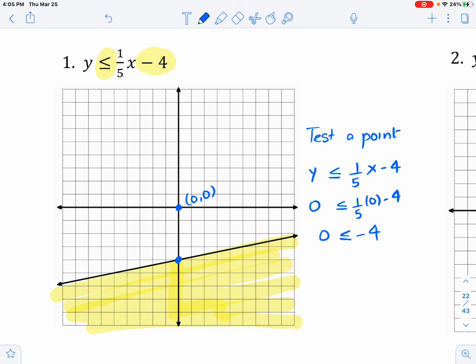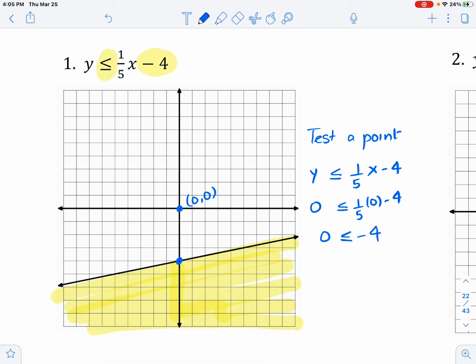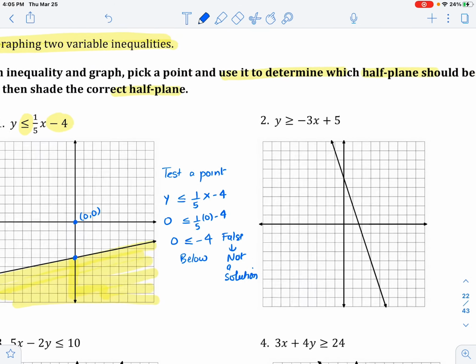So this is not supposed to belong to the solution part. It means you graph below the line. That's another way to figure it out. It's false, not a solution, which means that side doesn't belong to the solution part, so you shade below. The easiest thing is to test a point, and if you're not given a point, ideally the best is to use 0, 0 to avoid more calculation.